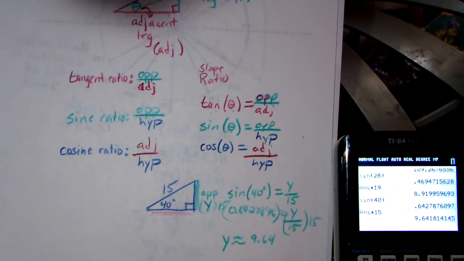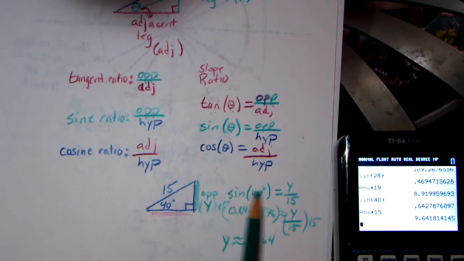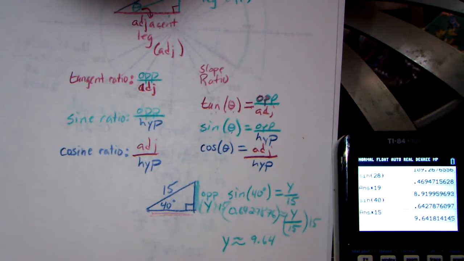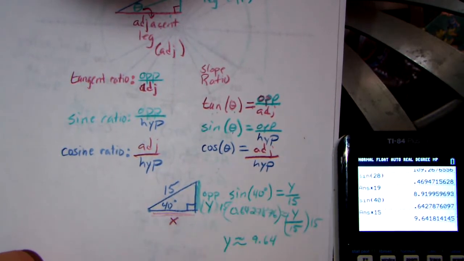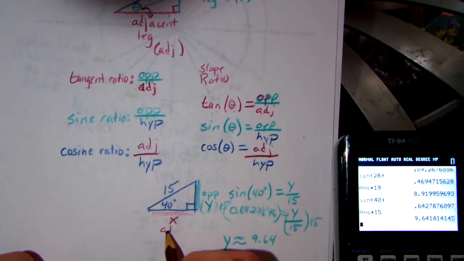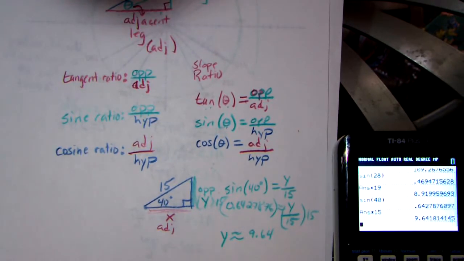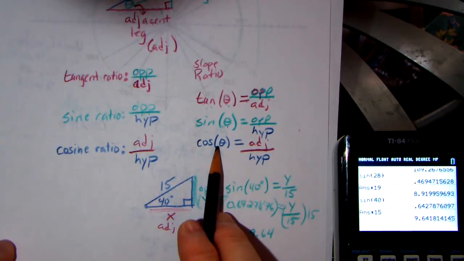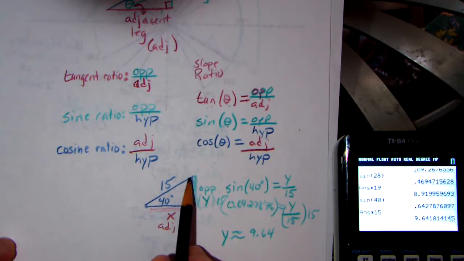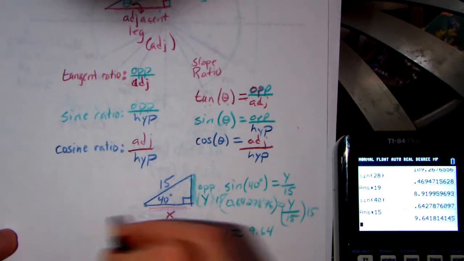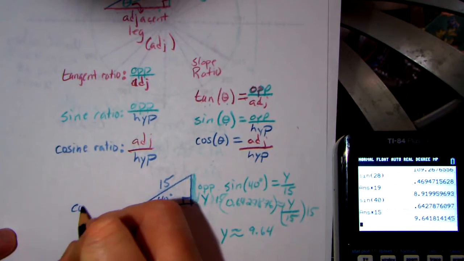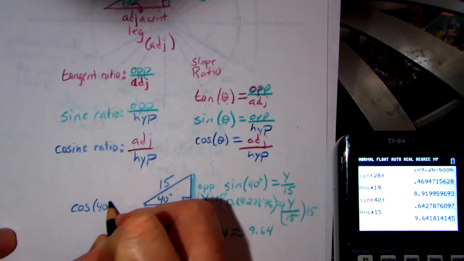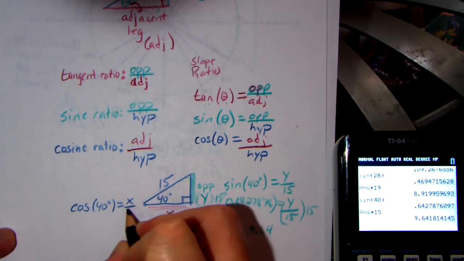Now notice I keep using the phrase about, and it's approximately equal to, because as soon as we punch this thing into the calculator and it gives us this decimal, that's a rounded number. Now if I were trying to find this horizontal component here, this x, this is the side that is adjacent to the angle of 40 degrees, and so my work for this one would be using the cosine ratio, because I'm looking at the adjacent divided by the hypotenuse. So cosine of 40 degrees is equal to x over 15.